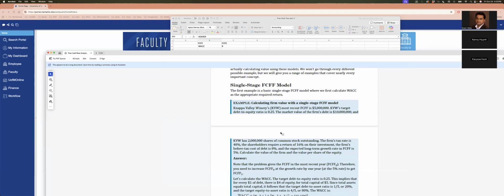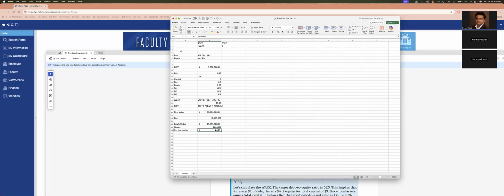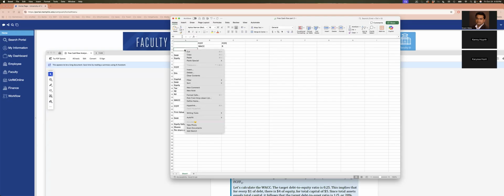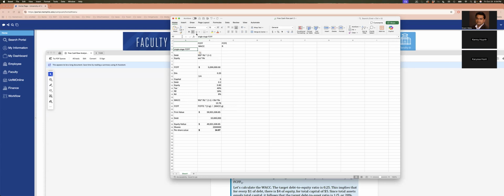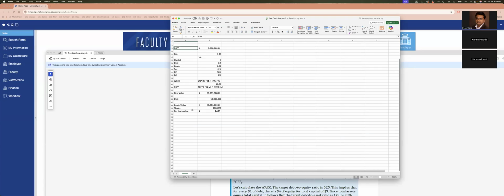So I put this as a single stage model. Okay, single stage free cash flow for firm. You can refer to your class textbook, and I want you to refer to this spreadsheet when you do your work. So now this is the simple model. Now I wanted to give you one more example.